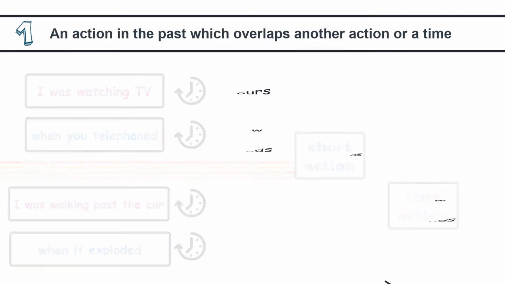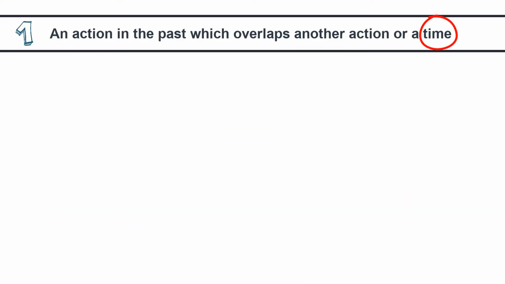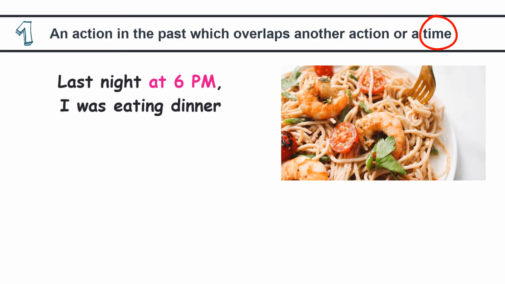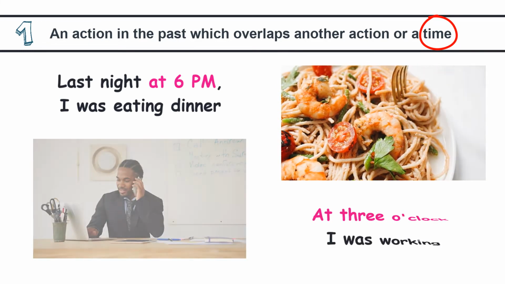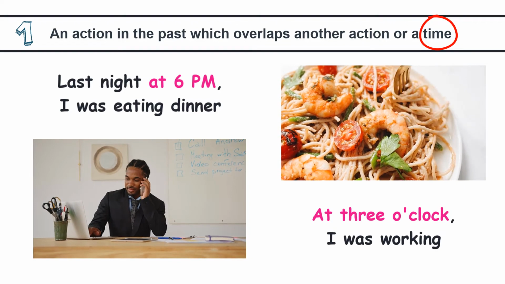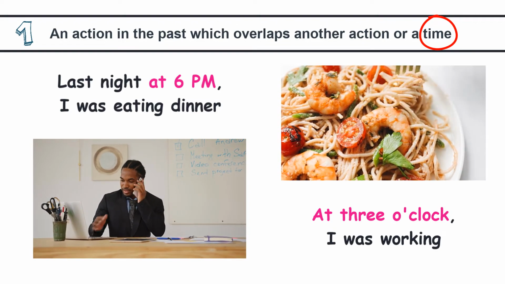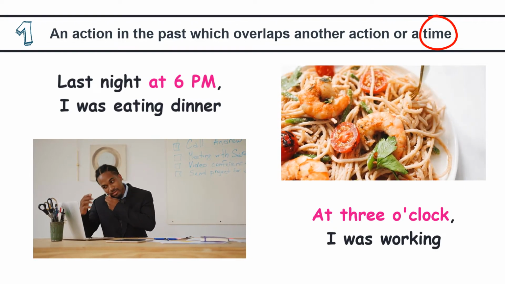As I mentioned earlier, we can also use a specific time as an interruption. Last night at 6 p.m., I was eating dinner. At 3 o'clock, I was working. It means I started before 3 o'clock and finished after 3 o'clock.